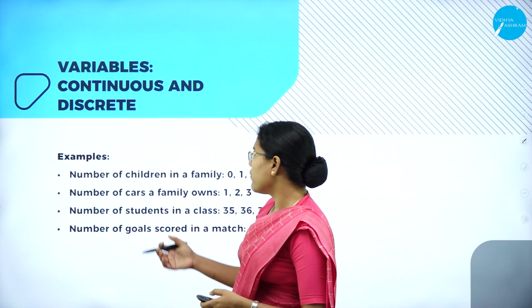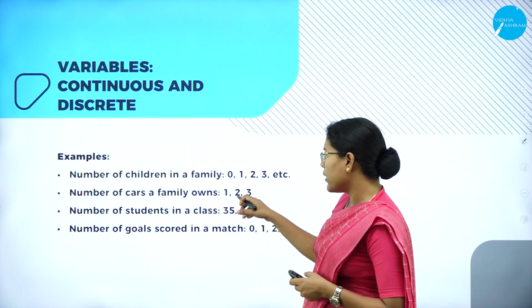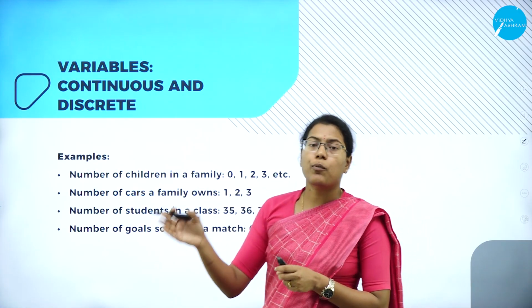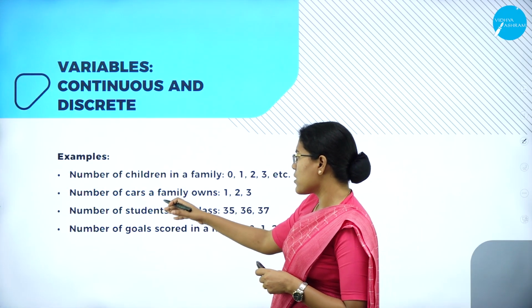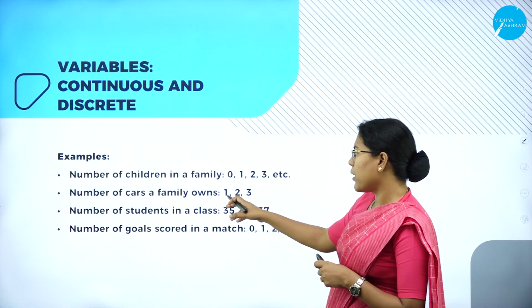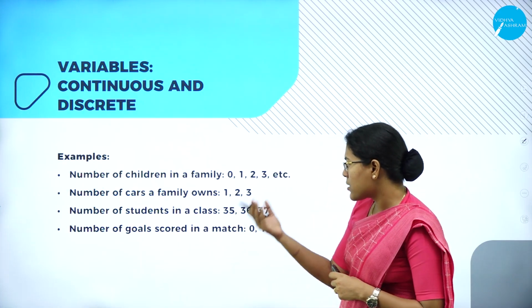So for example, we have number of children in a family. Either it is 0, 1, 2, 3. It can't be 2.5 children, 1.5 children like that. So next, number of cars a family owns. So it can be either 1, 2 or 3. So again, it can't be 1.5 cars, etc.